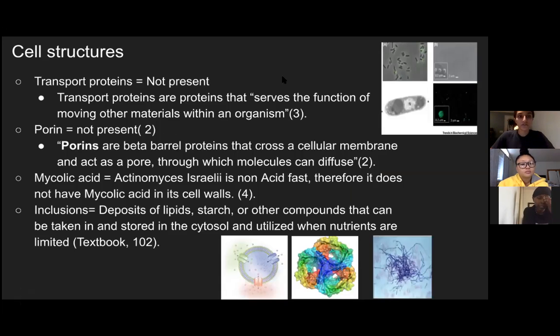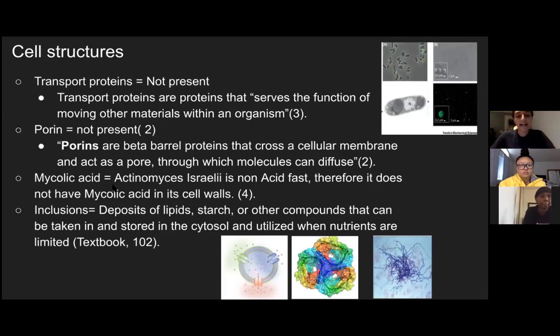Okay, other cell structures include transport proteins. However, our bacteria does not have these. Transport proteins are proteins that serve the function of moving other materials within organisms. So these proteins would help move certain molecules through the cell membrane. We also have porin. Porin is a type of protein that helps to transport materials. It creates a pore in the membrane that helps for materials to come in and out. However, porin is not present within our bacteria.